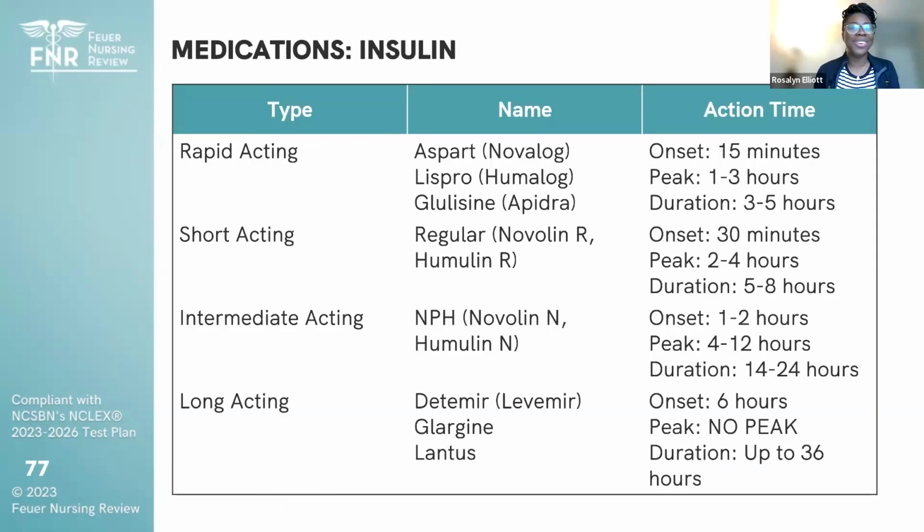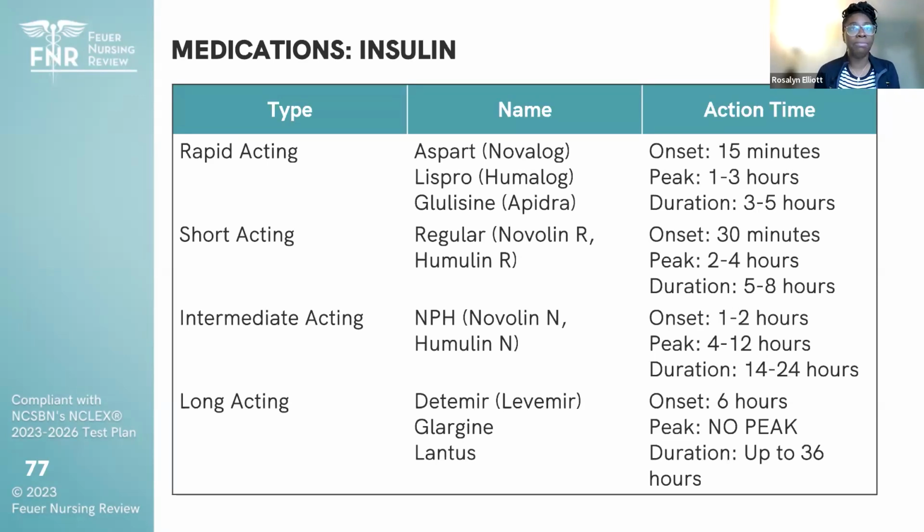Here's another beautiful chart. It delineates a lot of our insulins and the different forms and fashions of them. I will say for your NCLEX, I still remember from 14 years ago having a question about insulin onset, time, and management. Remember that your rapid acting has an onset of 15 minutes.